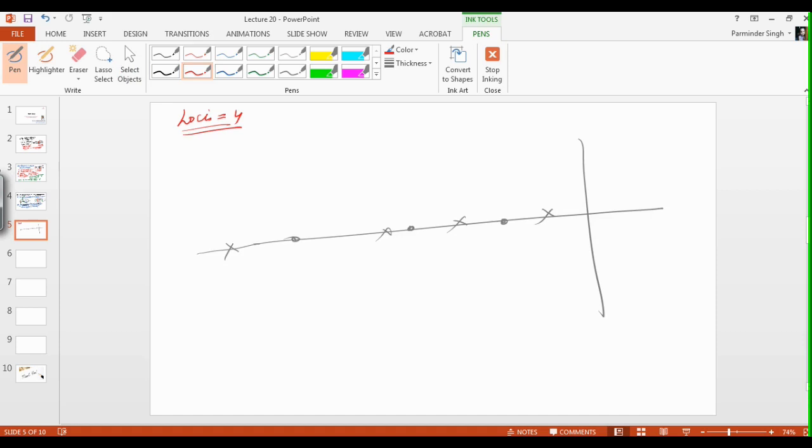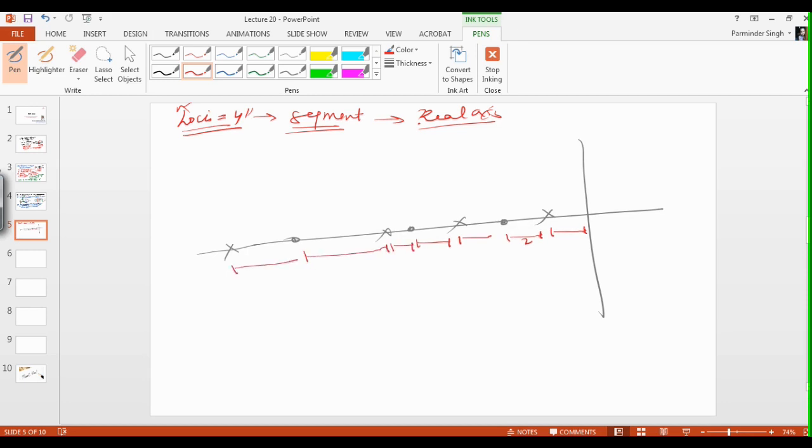Now for that, first, loci always lie on the segment. That is also important. And first we need to find out the segment. Segments lie on the real axis. So that means on this part of the real axis, we'll have a segment. Now segments lie on the left hand side of the odd number of poles and zeros. Now what we do is, on this entire real axis, let's divide into certain sections. Let's say this is first section, second section, third section, fourth section, fifth, sixth and seventh.